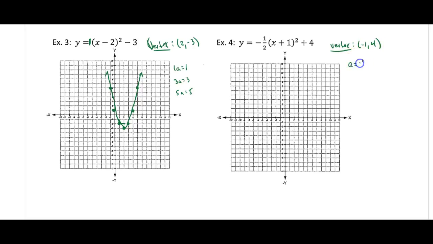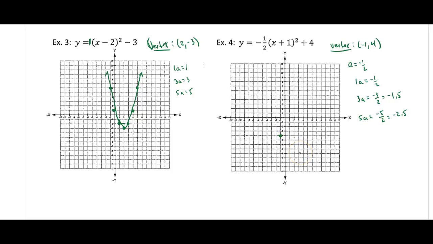Now, A is negative 1/2. So when we do 1A, that's going to be negative 1/2. 3A is going to be negative 3/2, which is basically negative 1.5. And then 5A would be negative 5/2 or negative 2.5. So right away when I go to graph this, I plot the vertex at negative 1, negative 4.